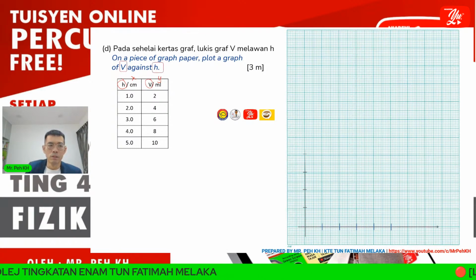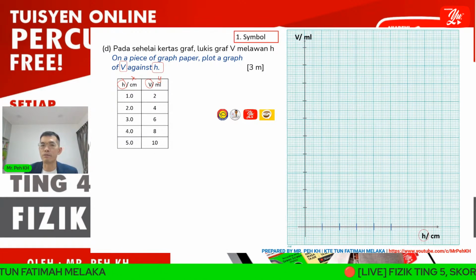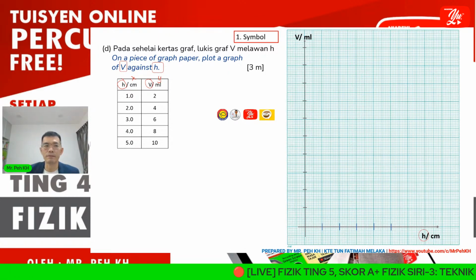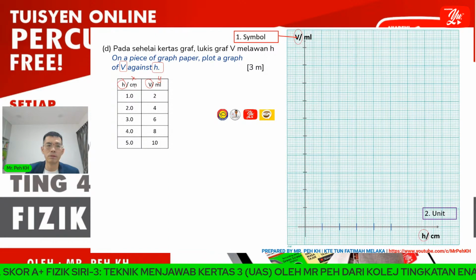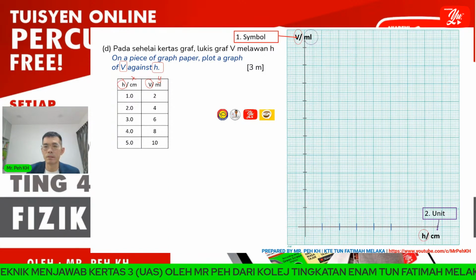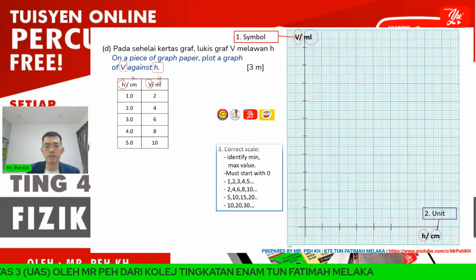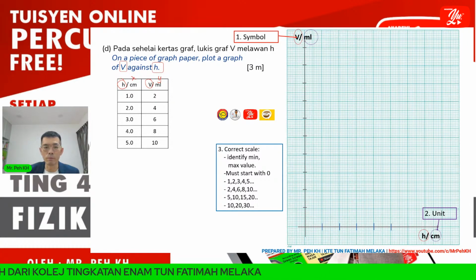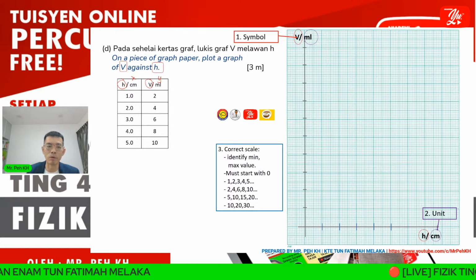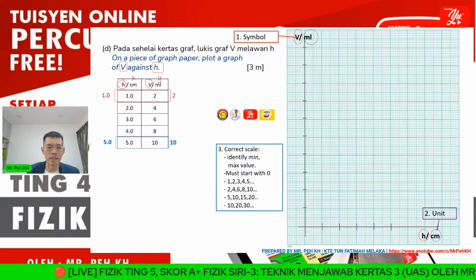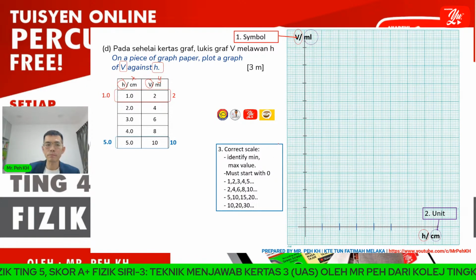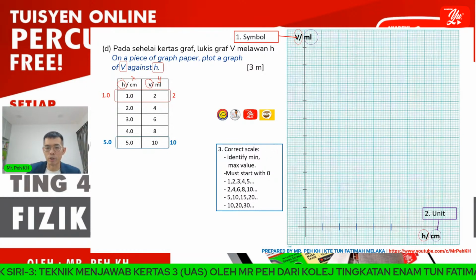Okay, so first you must give the symbol, which here is V, given by the question already. Second, you have to give the unit, also given: cm and mL here already. Then the third item refers to the correct scale, so you must include your minimum and maximum value. Minimum will be 1.0 and 2, maximum will be 5.0 and 10. So your scale must include the minimum and maximum value. Here it must start with 0.